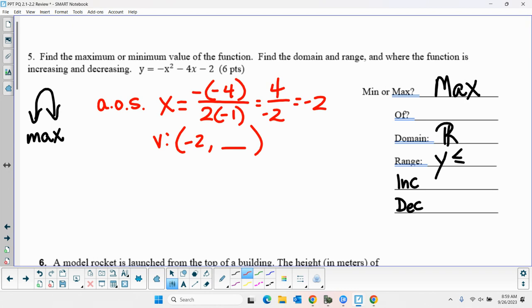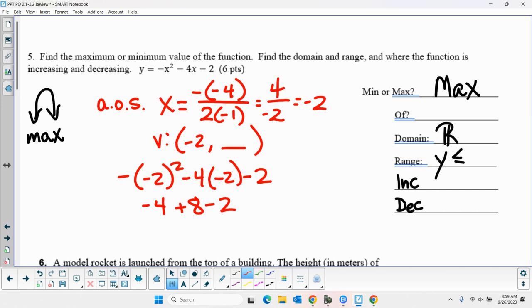Okay, so wherever I see an x, I put negative 2. Negative 2, when I square it, is positive 4, but that negative out front makes it negative 4. Negative 4 times negative 2 is positive 8. Negative 4 plus 8 is positive 4, minus 2 is 2. So my max value is 2. My range is y is less than or equal to 2.